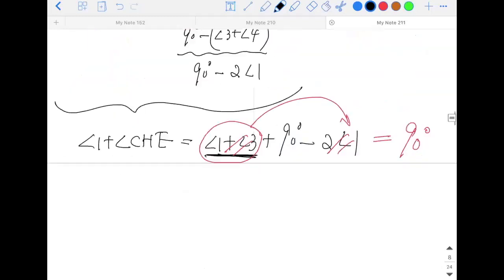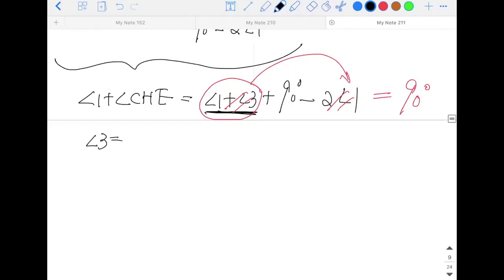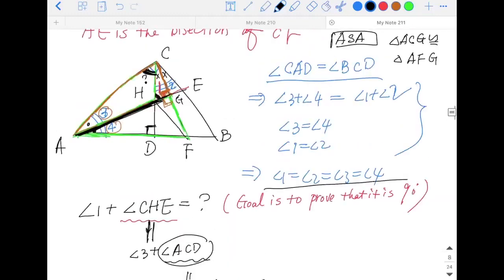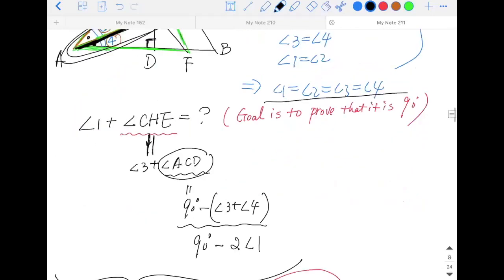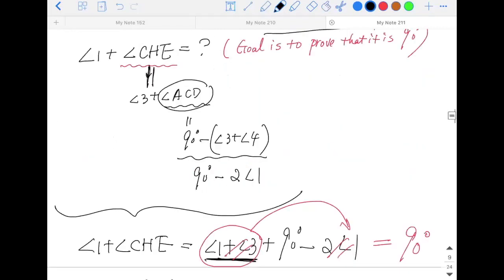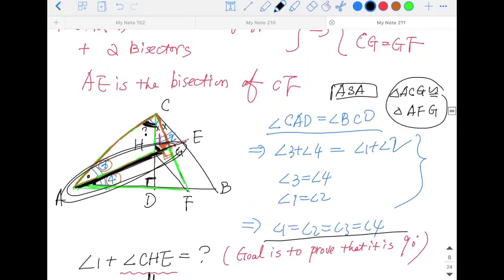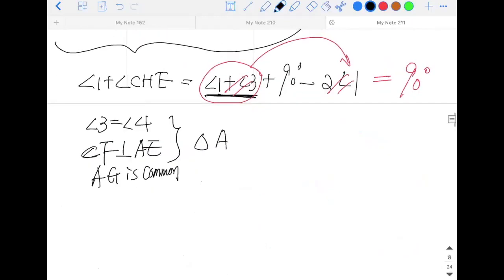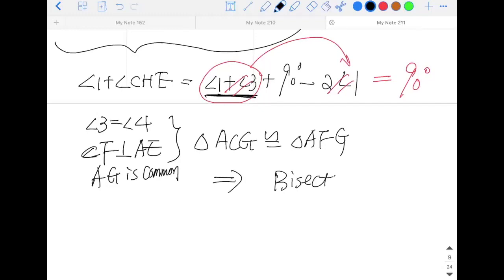If I do a quick summary, I said angle 3 is equal to angle 4, and CF is perpendicular to AE. And also, the last one, AG is the common side. So altogether, triangle ACG is congruent to AFG. So therefore, I can see this is the bisection.